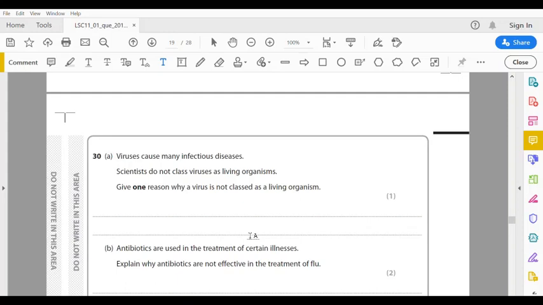Next one, viruses cause many infectious diseases. Give one reason why a virus is not classed as a living organism. So we know viruses do not have a nucleus, and viruses cannot reproduce independently. So we'll write one of that.